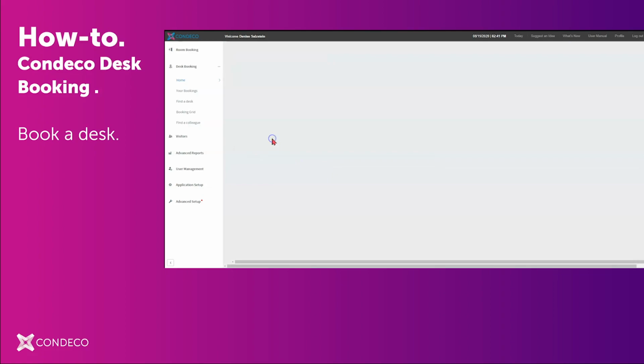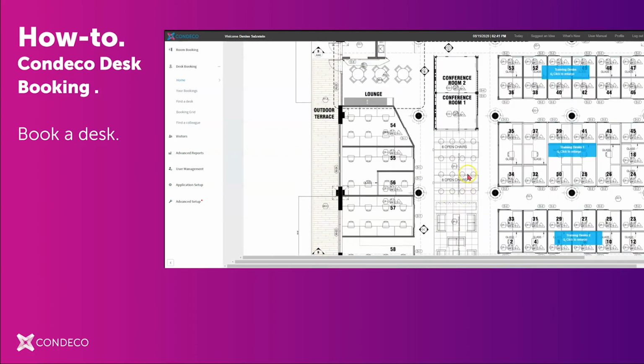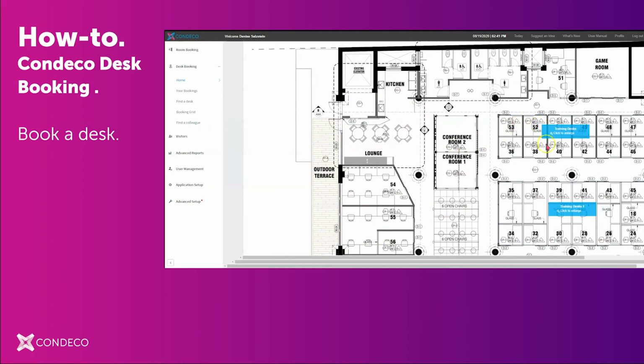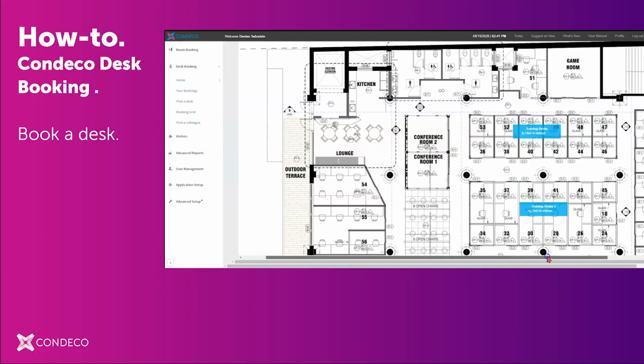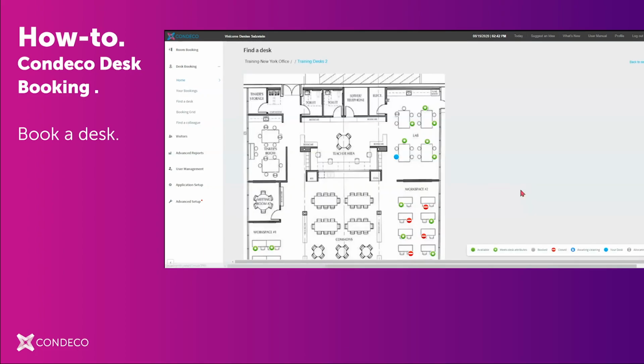I'll click the floor plan instead of the search button. And there are all of my groups on the entire floor plan. And I can choose what group I'm going to book in. And you can see that I am scheduled to be booked in this seat on August 20th. You can also see there are still available seats around me.